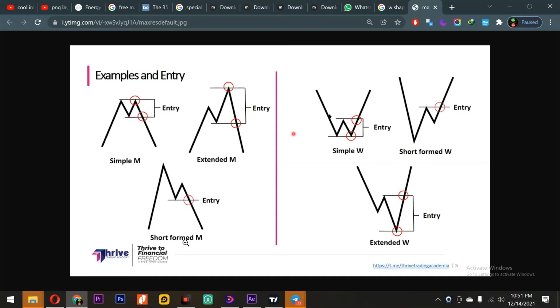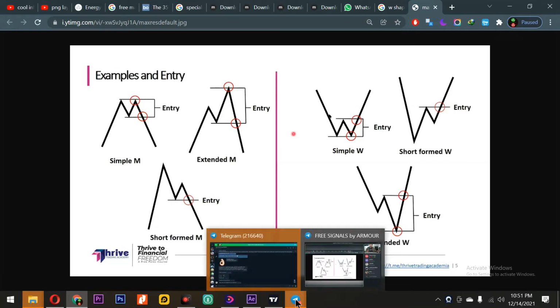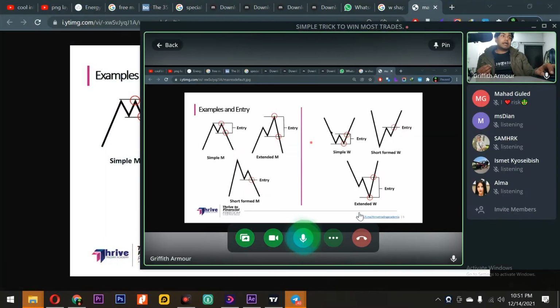Similarly here, short formed M, entry and exit. And here is a W pattern, simple W. Entry, exit. Similarly, short formed W. If you reverse this one, you will see something like this. And here is extended W, just like this one. Entry here, take profit here, similar to this, from where this leg was formed. So these are the two patterns which occur in the market so often.